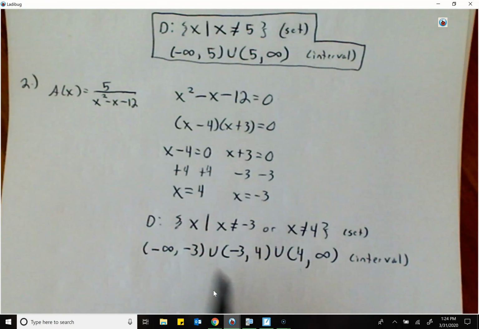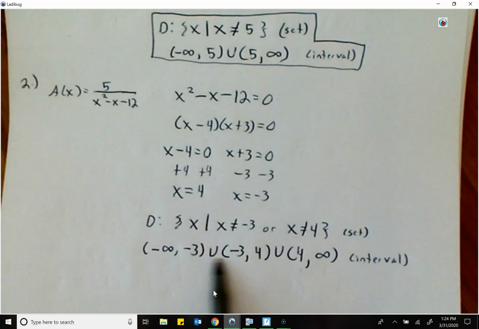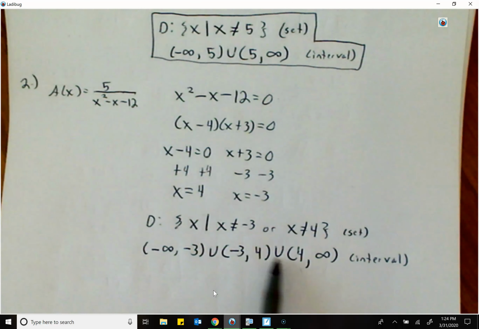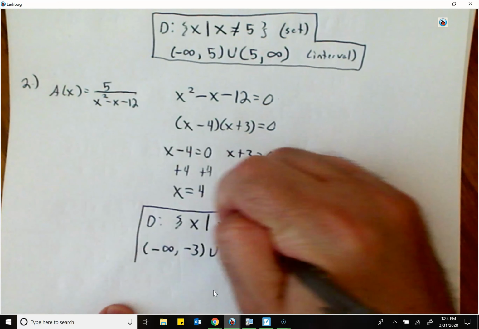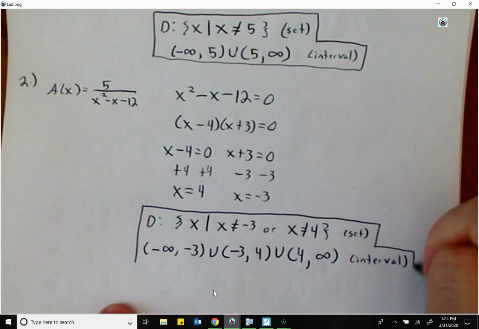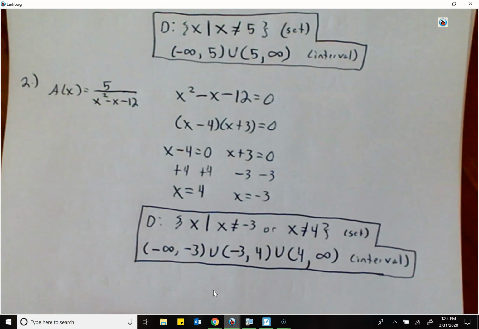And again, this is all about all the numbers we like, but the negative 3, which we jump over, and the 4, which we jump over. So there is the answer to number 2. Okay?